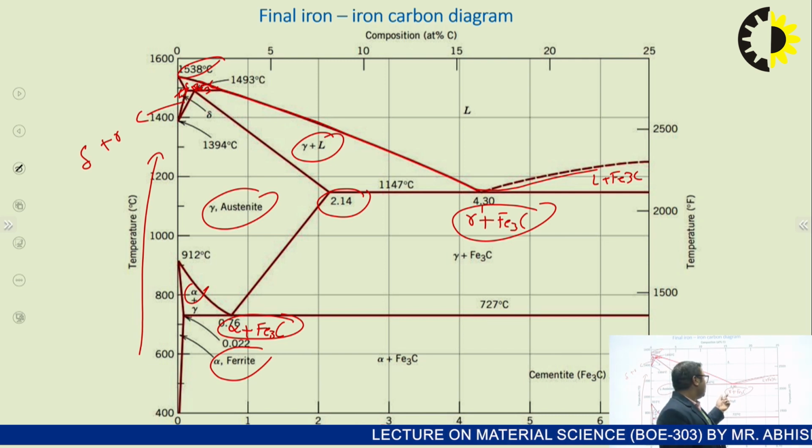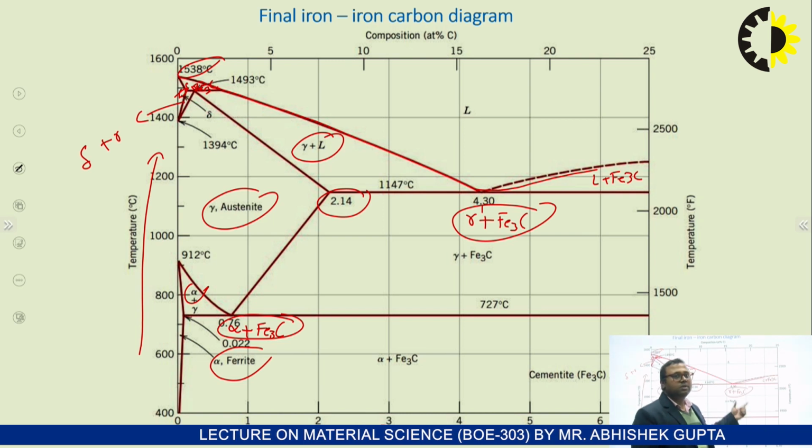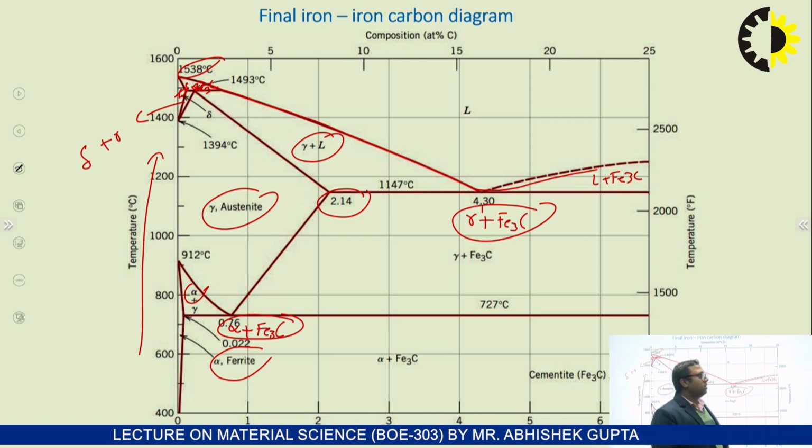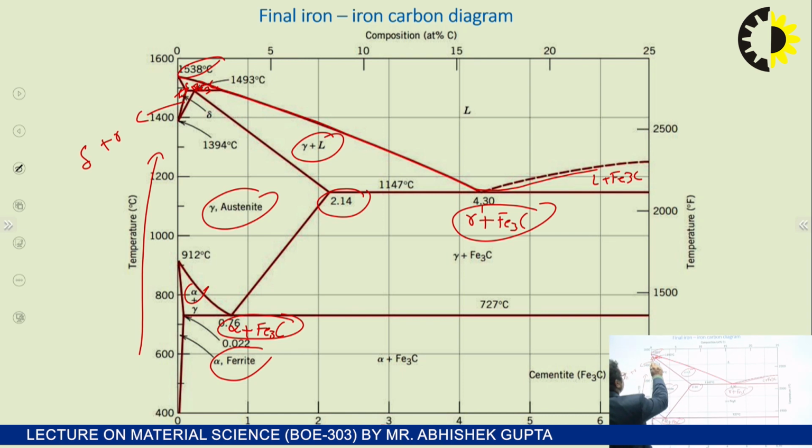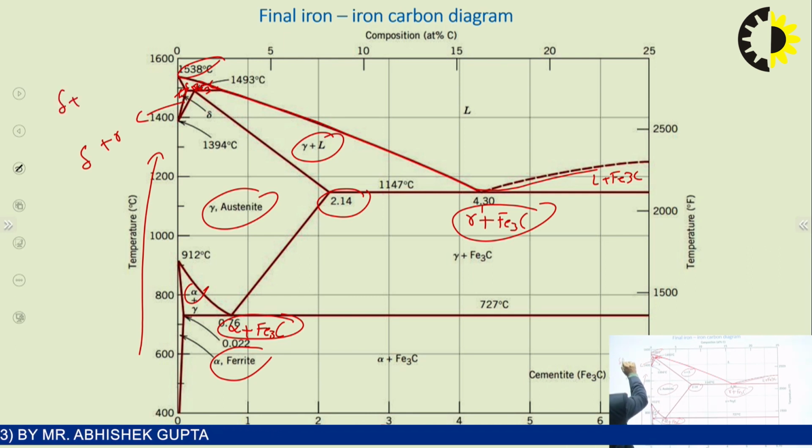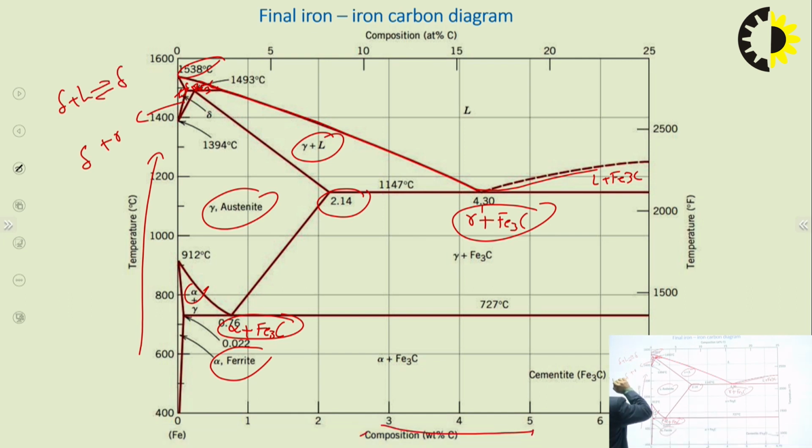One solid is the austenitic phase and the second is the cementite phase. The mixture is known as ledeburite. Then the third reaction is the peritectic reaction, where delta plus liquid on cooling converts into the austenitic phase.